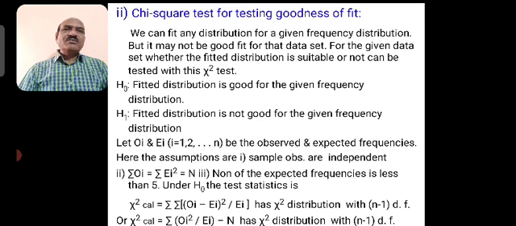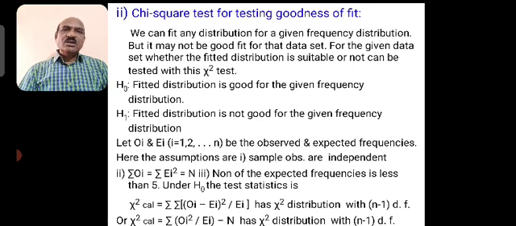So here we can fit any distribution for a given frequency distribution, but it may not be a good fit for the given data set. Whether the fitted distribution is suitable or not can be decided with the help of this chi-square test. Now what is our hypothesis for testing? H naught is that the fitted distribution is good for the given frequency distribution, and H1 is that the fitted distribution is not good for the given frequency distribution.